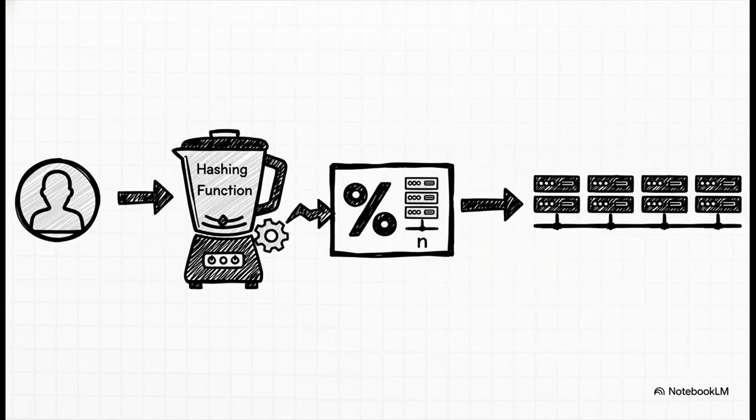So the simple, naive solution is to use that hash-based logic. The load balancer takes something unique about you, like your user ID, runs it through a hash function, which spits out a big number. Then it does a little bit of math. It uses the modulo operator, which is just a fancy way of saying find the remainder after division, against the total number of servers. And voila, the same user ID will always land on the same server. Sounds perfect, doesn't it? Well, there's a catch, a big one.